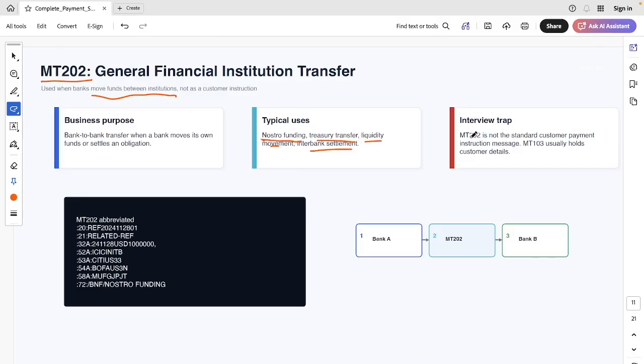MT202 is not the same as MT103. This is where many beginners make mistakes.